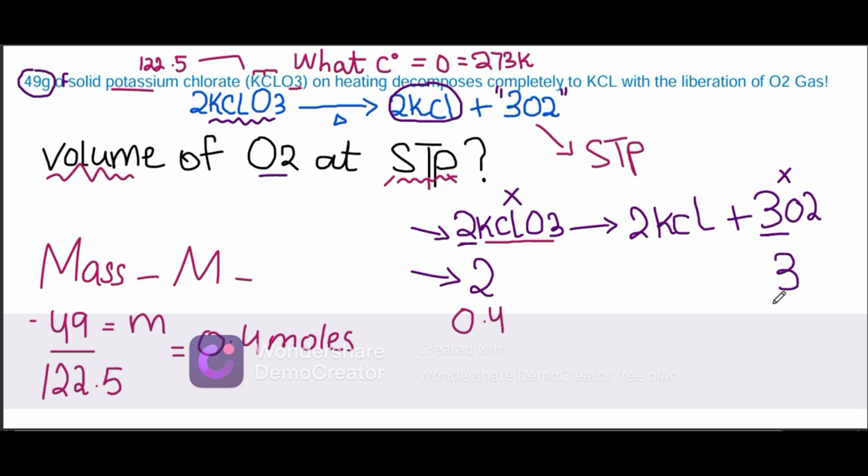That is my 0.4 moles, and we have to find O2. As per the question, we have to find O2, so I'll simply put X here. Now just do cross multiplication right here, and similarly on the other side. 2 multiplied by X gives me 2X, and 0.4 multiplied by 3, I believe.